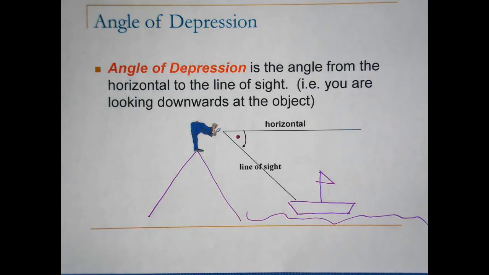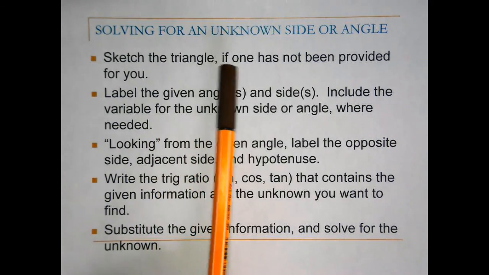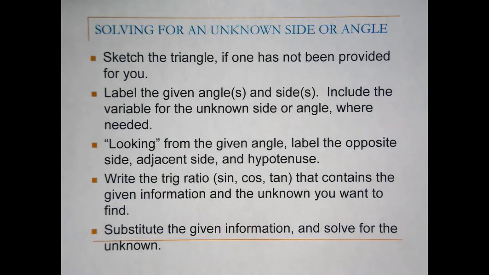So angle of elevation is when you're looking up, the angle between your line of sight and the horizontal line, and angle of depression is when you are looking down. So let's look at the steps that we need to follow in order to solve some real world word problems using trig. So first thing is that you have to sketch the triangle, if the problem hasn't given you a sketch.